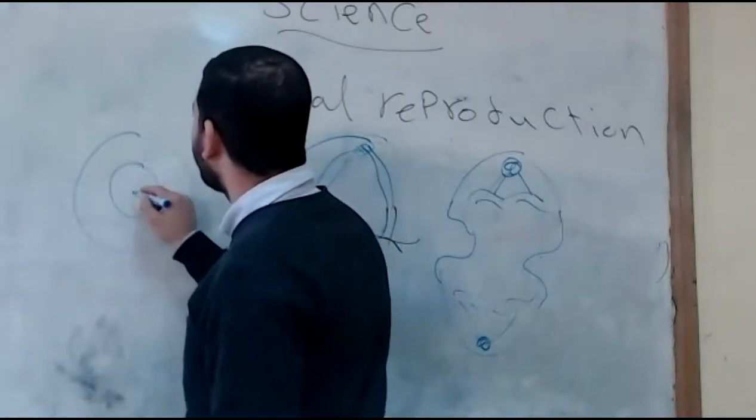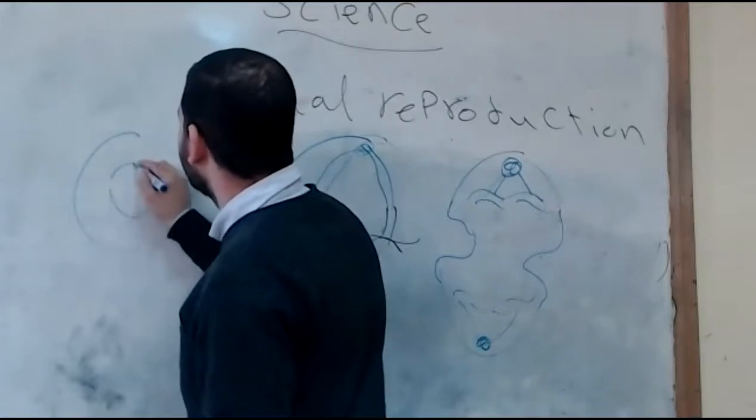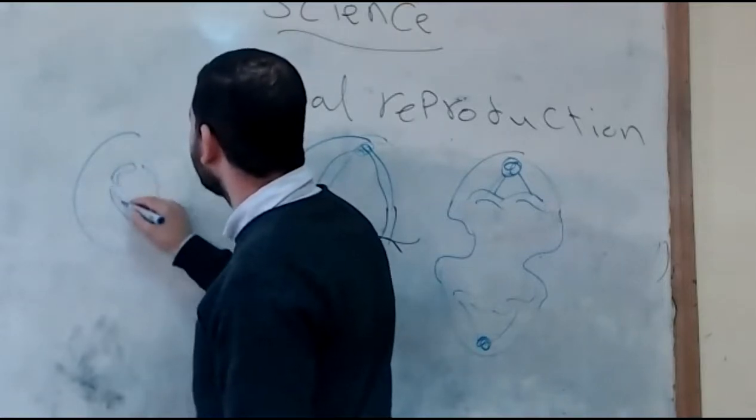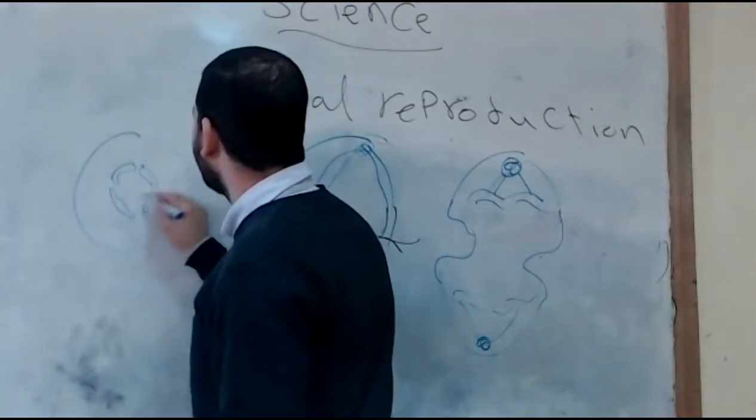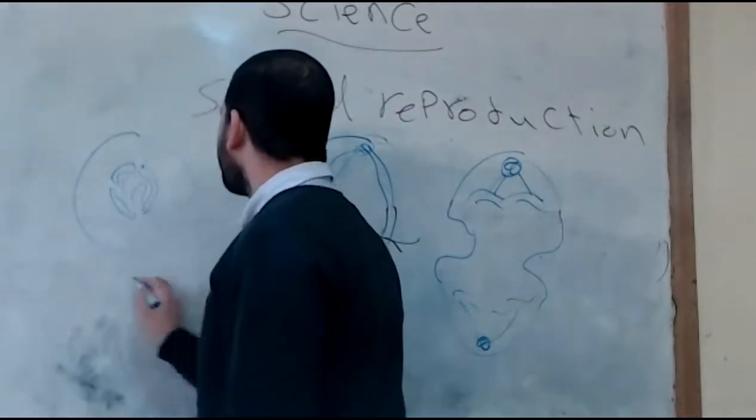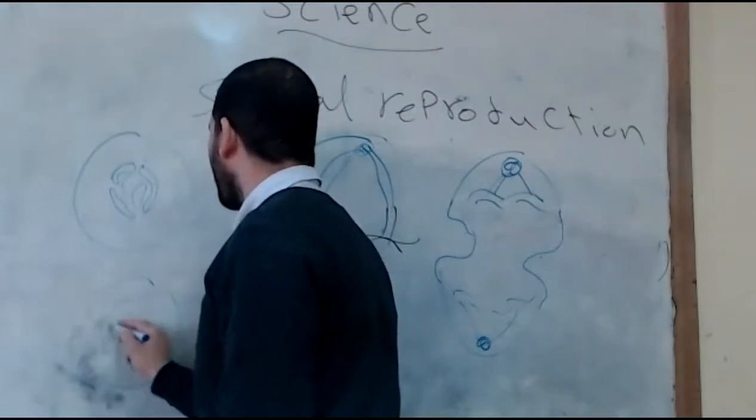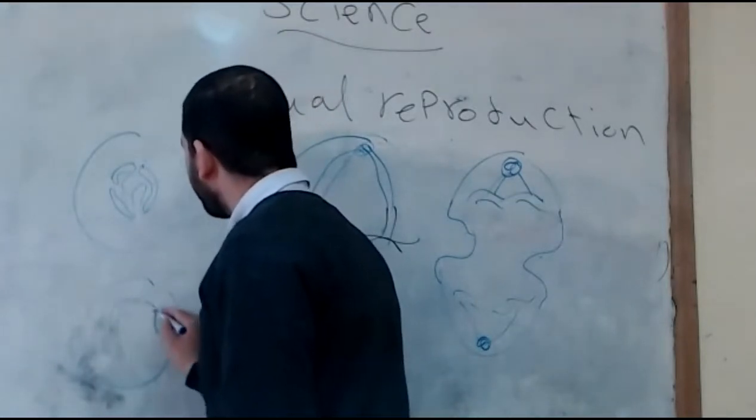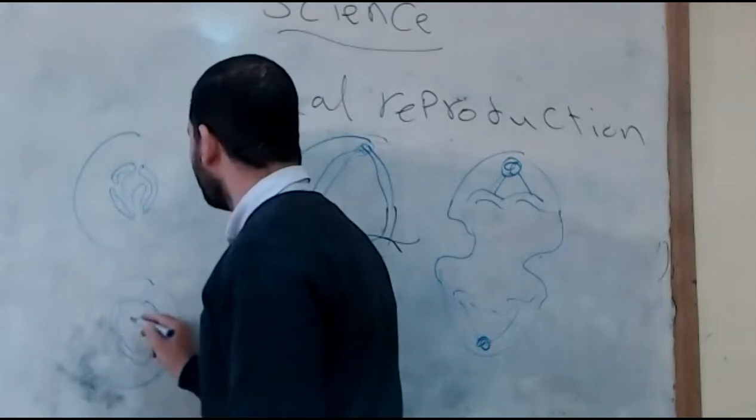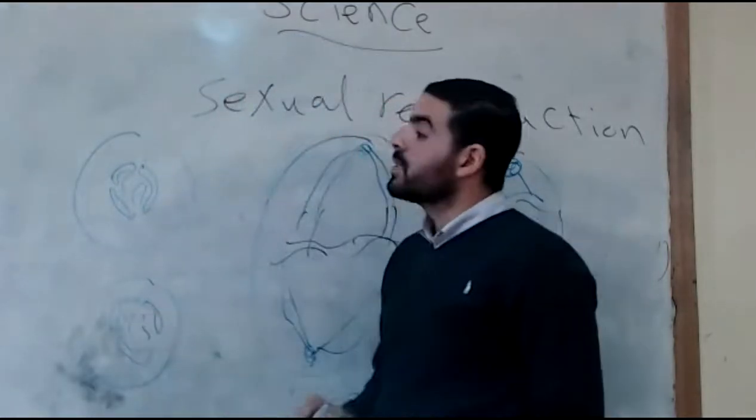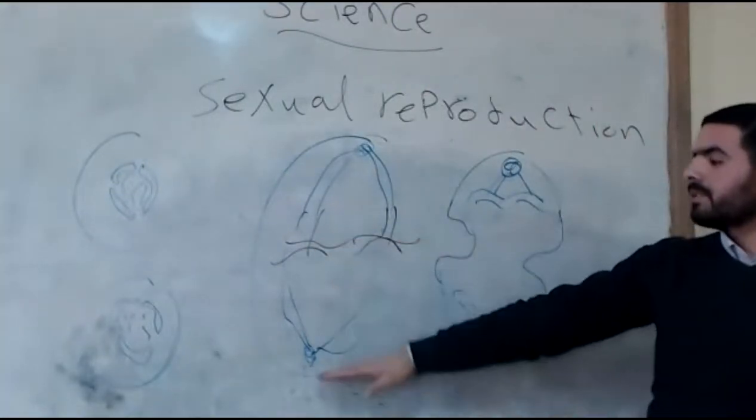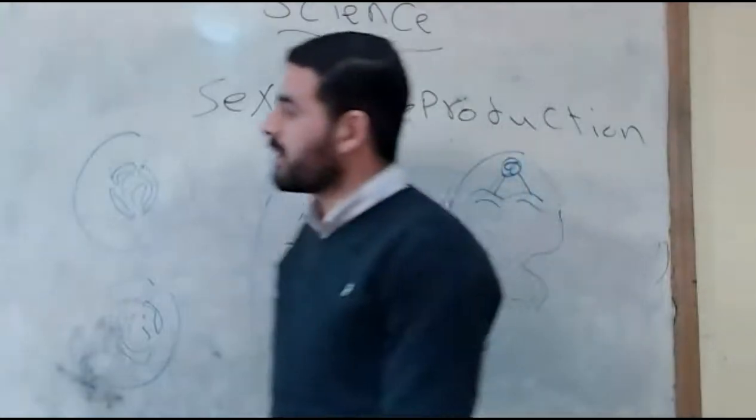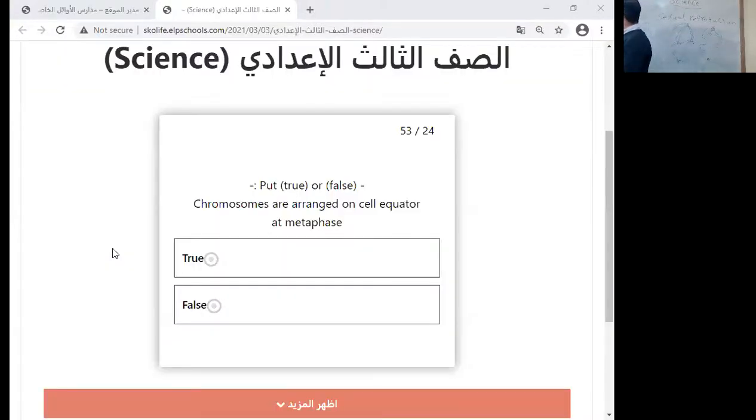Okay, and the nuclear membrane that surrounded the nucleus begins to appear again at telophase, and it is the last stage of division, producing two cells, each one of them has a complete number of chromosomes. So chromosomes are arranged on the equator of the cell at metaphase. Let's return back to our question. Chromosomes are arranged on the cell equator at metaphase. It is true.